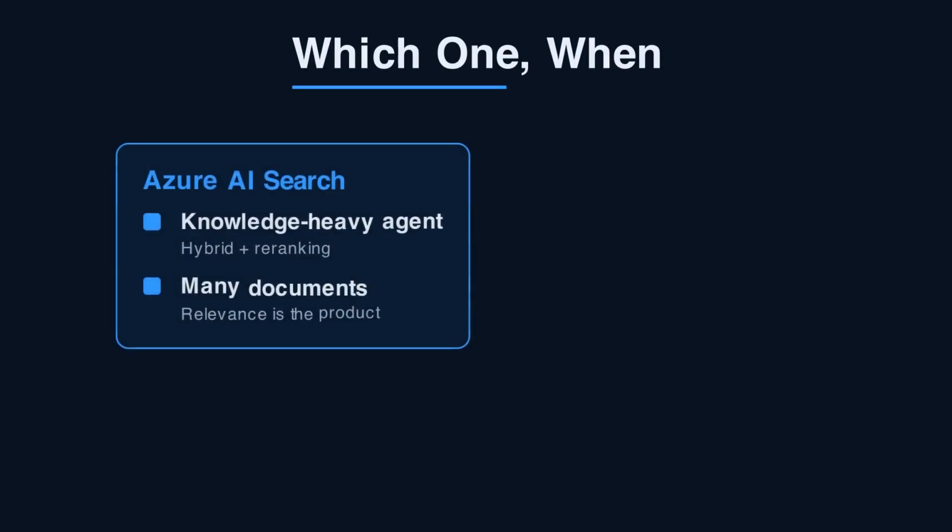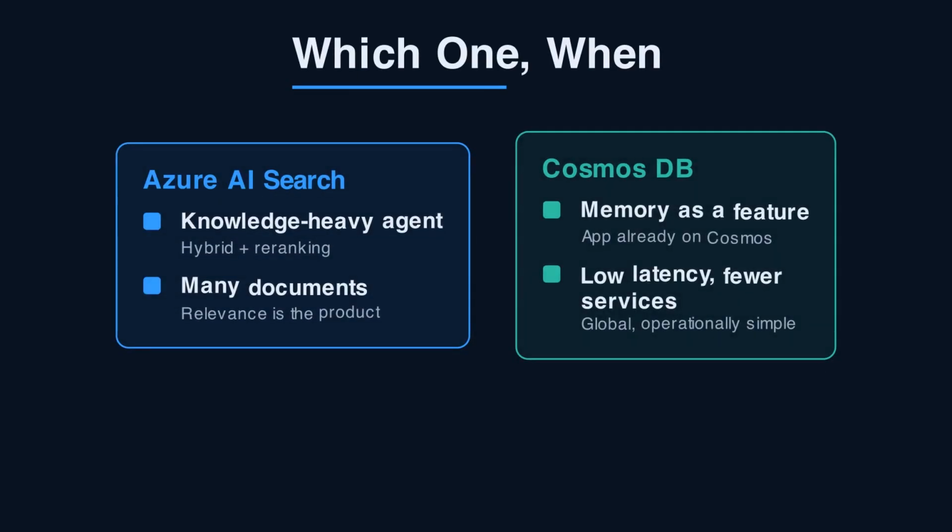So here's the rule of thumb. If retrieval quality is the product, knowledge-heavy assistance, lots of documents, where you want hybrid search and re-ranking, reach for Azure AI Search. If memory is just one feature of an app that already runs on Cosmos DB, and you value low latency, global reach, and one fewer service to operate, use Cosmos DB integrated vector search. Many teams start in Cosmos and graduate to AI Search when relevance starts to matter. Prices, tiers, and vector limits move quarterly, so confirm against current Azure docs before you commit.